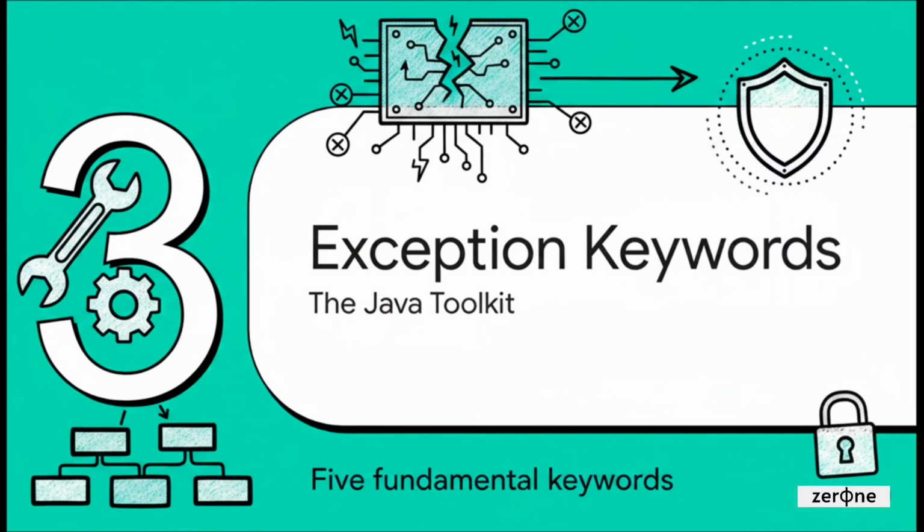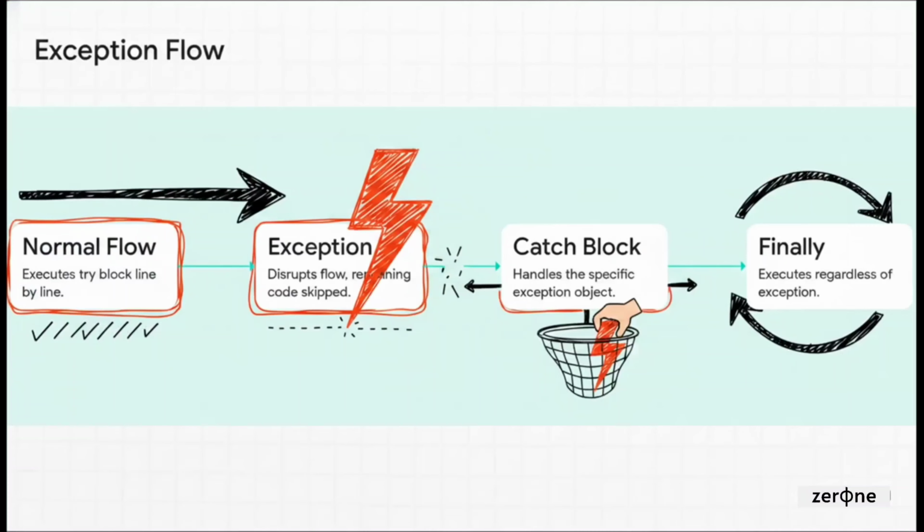Okay, Section 3, Keywords in Exception Handling. How do we actually fight back against these crashes? Well, Java provides us with a really strict toolkit. We don't just guess how to handle a crash. We use 5 fundamental keywords specifically designed for exception handling. But before we look at the exact words, let's look at the flow of a rescue operation.